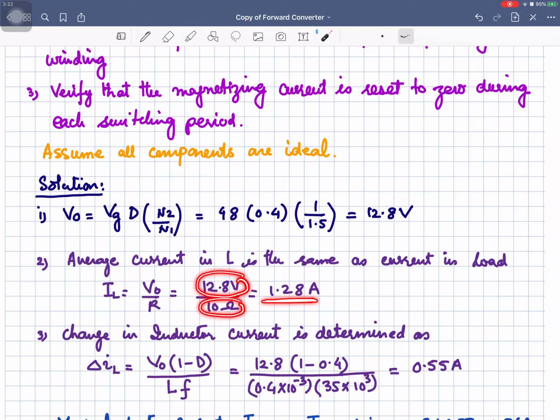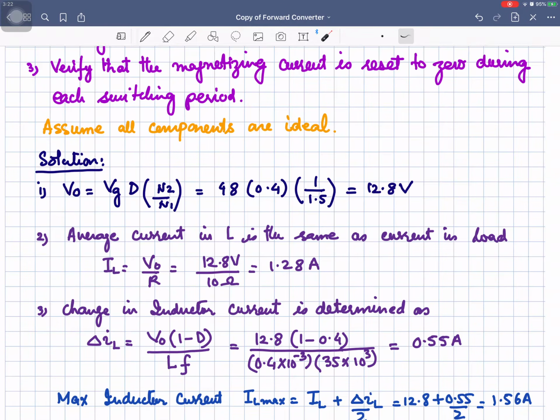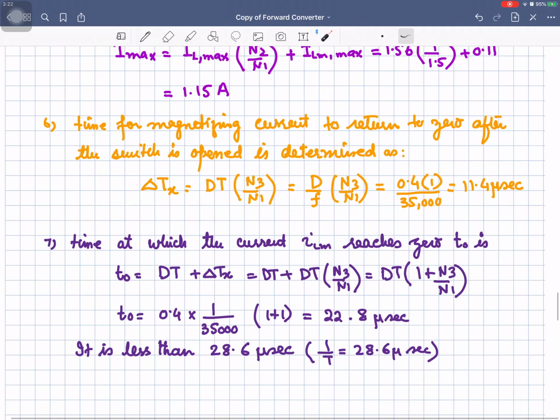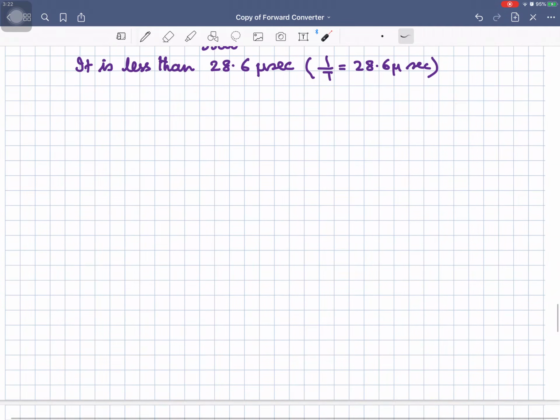not the magnetizing inductor. Now, change in current will be determined using the expression we derived earlier. Delta I will be equal to V naught into 1 minus D divided by L into F. So, 0.55 ampere is the change in the current. Now, what will be the average current? Now, if I sketch the waveform, let us sketch it over here, the inductor current waveform.